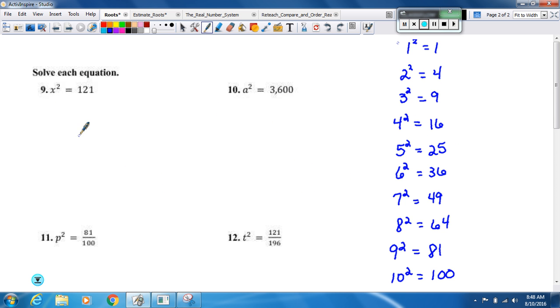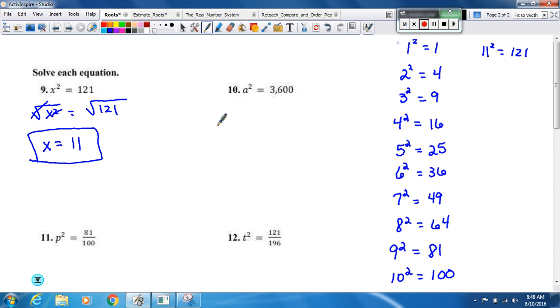Okay, solving the equations goes the same way. You always solve equations by doing opposites. The opposite of square is square root. So what we're going to do is take the square root of both sides, like this. Opposites cancel. So a square and a square root cancel. And the square root of 121, I didn't go enough on this list. 11 squared is 121. So the square root of 121 is 11.